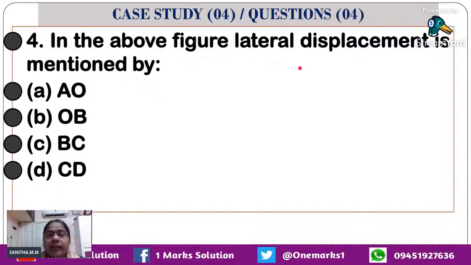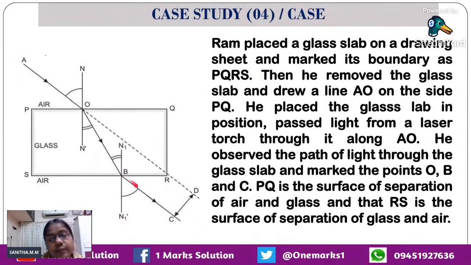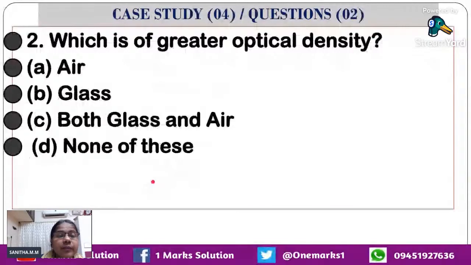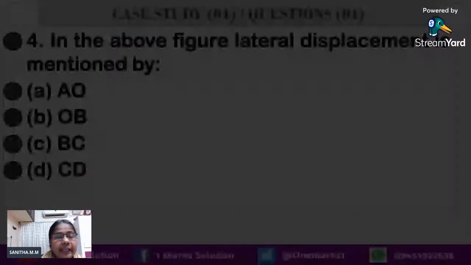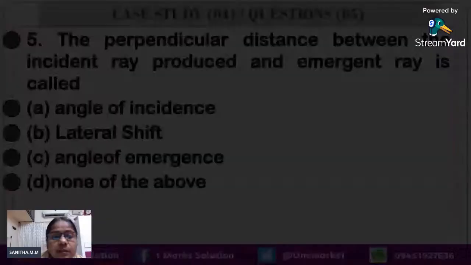In the above figure, lateral displacement is indicated by which? I'll just show the figure once again. You can find the answer from here. What is the lateral shift? You can see that it is marked as CD, the perpendicular distance between the incident ray produced and the emergent ray. BC is the emergent ray and AD is the incident ray produced. AO is the incident ray and it is produced. So what is the answer? Which are the options given here? AO, OB, BC and CD. No doubt the answer is CD. Now let us move on to the fifth question.